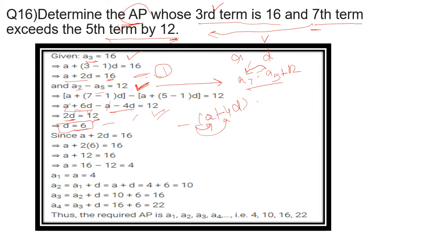Okay, now we know the value of D here, and we can find the value of A by substituting this value in any of the given equations. Either you can put the value of D in the first equation or in the second equation. We have put the value of D in the first equation and we get the value of A equal to 4. When A is known and D is also known, then you can easily frame an AP. So what is the first term? A. Then the second term is A plus D. The third term is A plus 2D, and so on. So I hope you understood this question. Now let us move on to the next question.